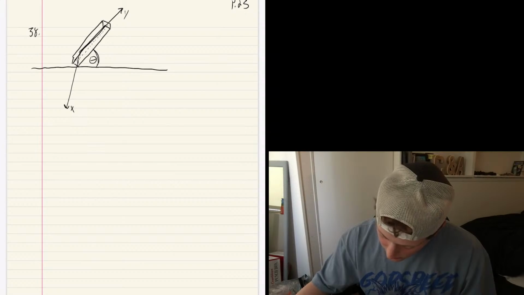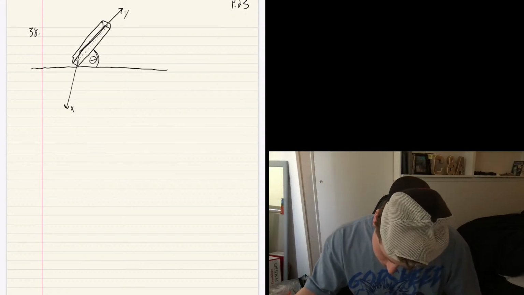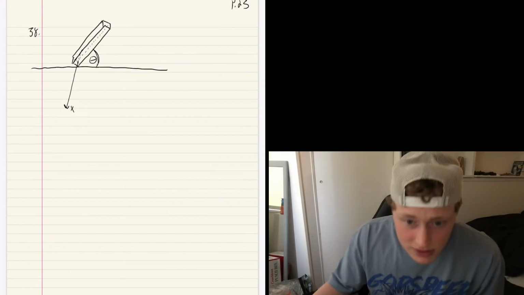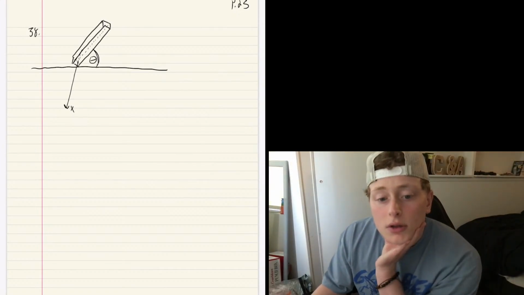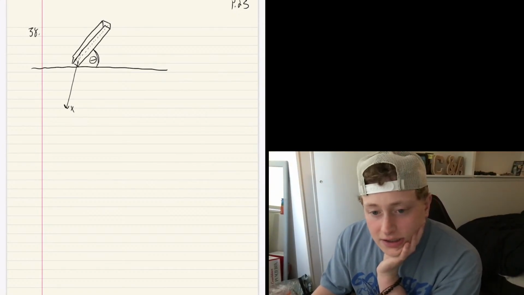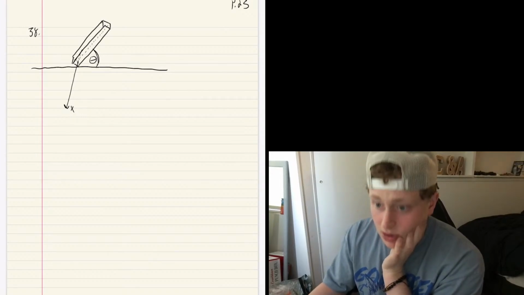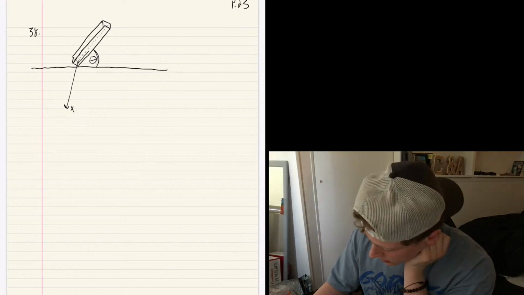Okay, something seemed wrong about this drawing. Well, I'm gonna undo this. I feel like the y-axis should... Okay, the x-axis is along the bottom edge of the board. So the y-axis should go along the board as well, like this.